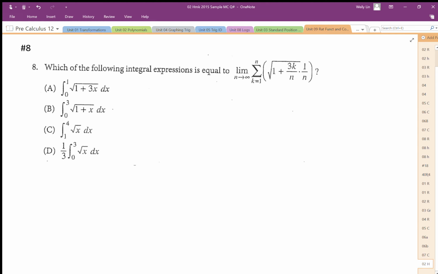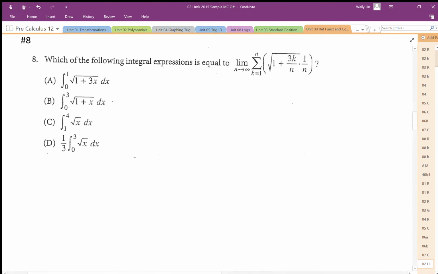Question number 8 is a little bit tricky, so let's see how we can approach this problem. It says here: the limit as n goes to infinity of the sum of the terms from k equals 1 to k equals n of this expression, the square root of 1 plus 3k over n, times 1 over n. So how do we interpret a problem like this?